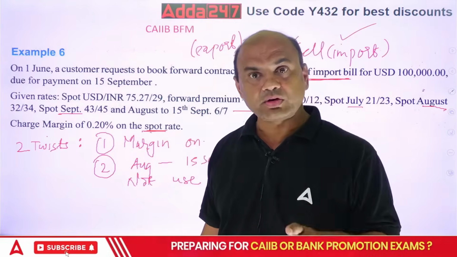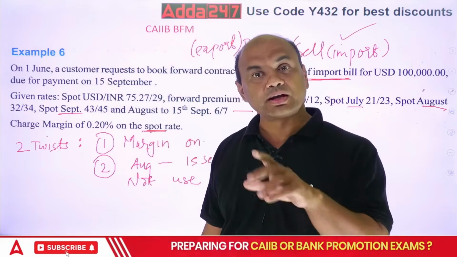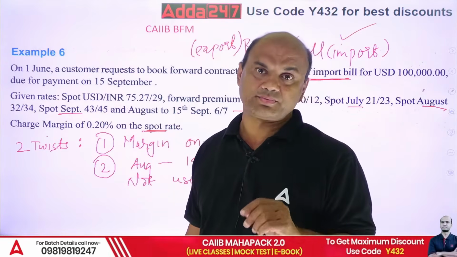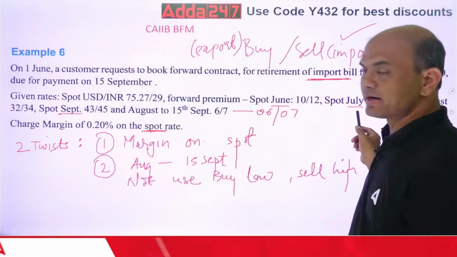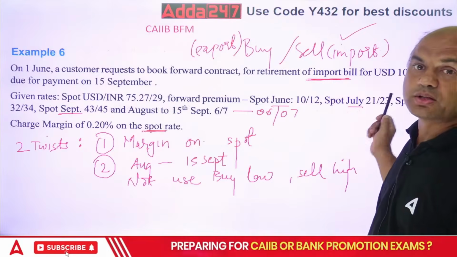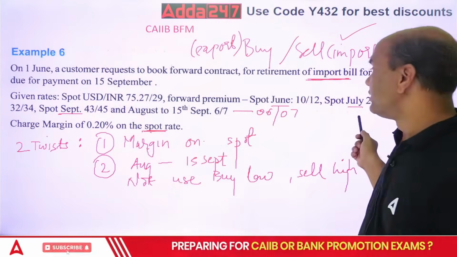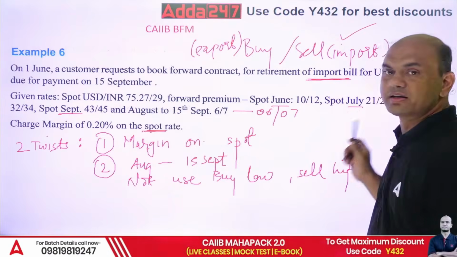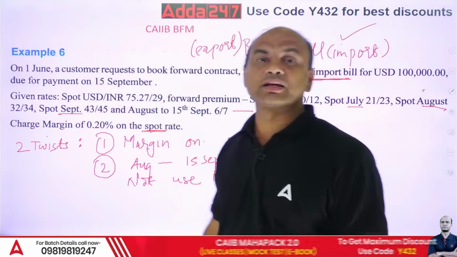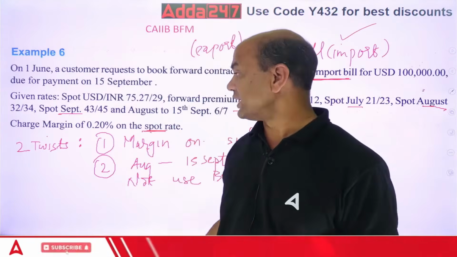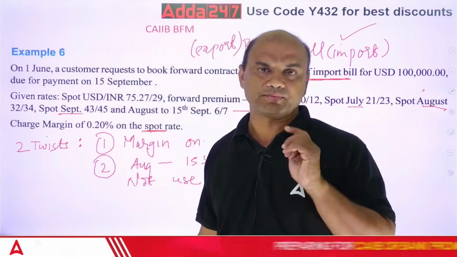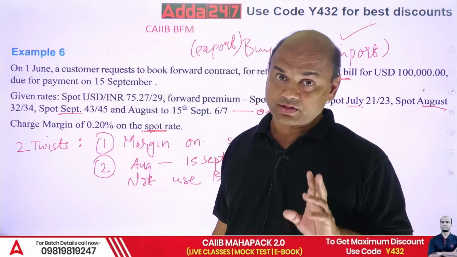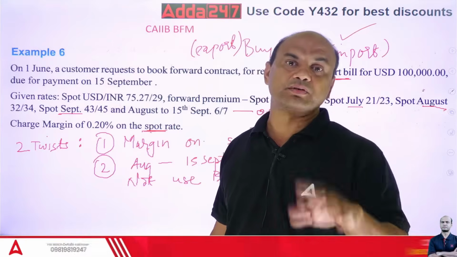Whenever you want the beginning of any month, the rate is of the earlier month. Because when I say July rate, it means it's for the July end. When I say August rate, it means it is for the August end. When I say September rate, it means it is for the September end. Getting this? Okay, I'll ask you one question now.